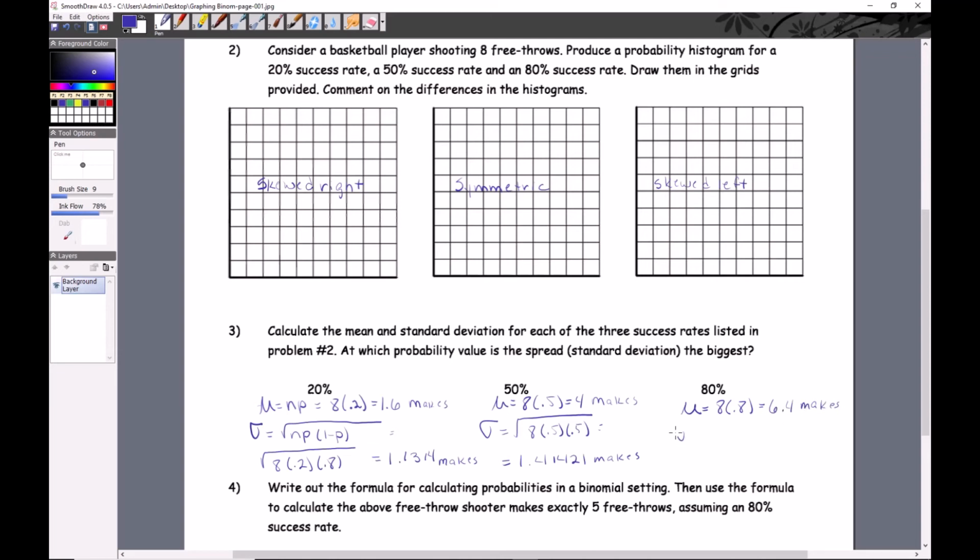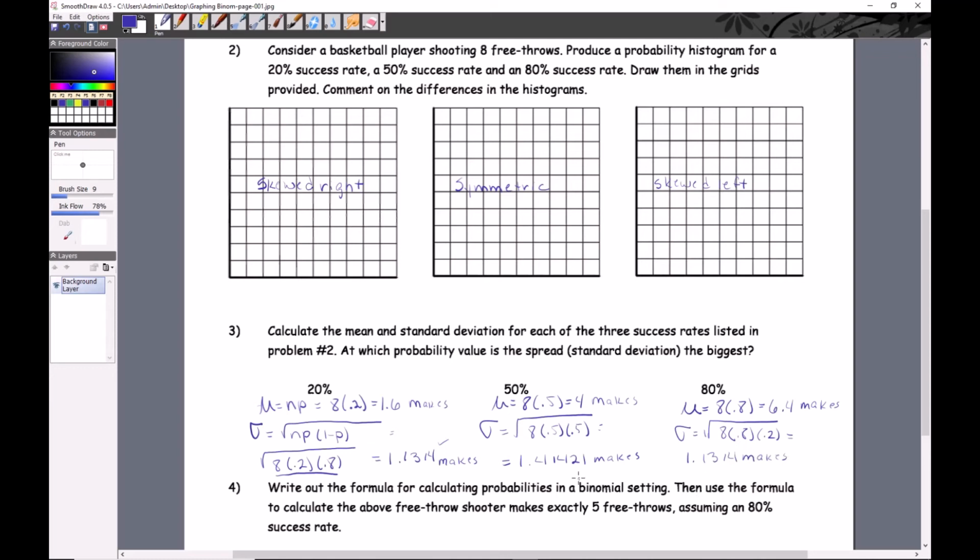And sigma is going to be, strangely enough, the square root of 8 times 0.8 times 0.2, which if you look at this, isn't that really the same thing? Since it's all multiplication, it's commutative. This should give you the exact same standard deviation as what we had before. So it's 1.1314.